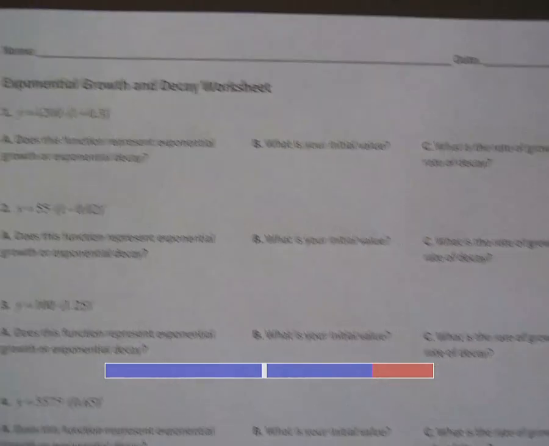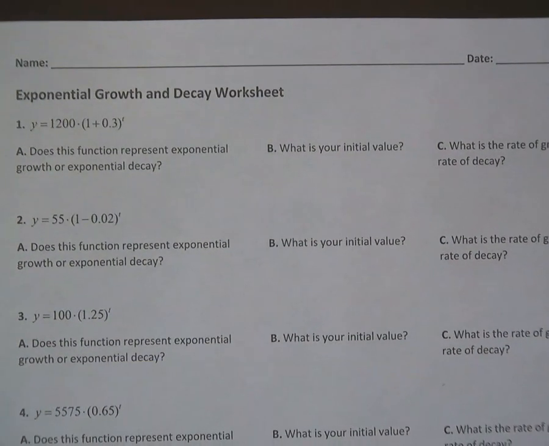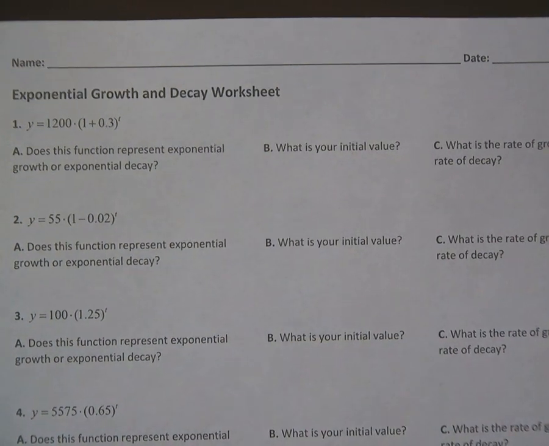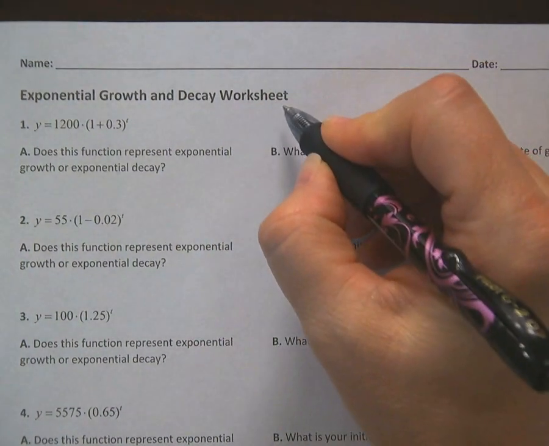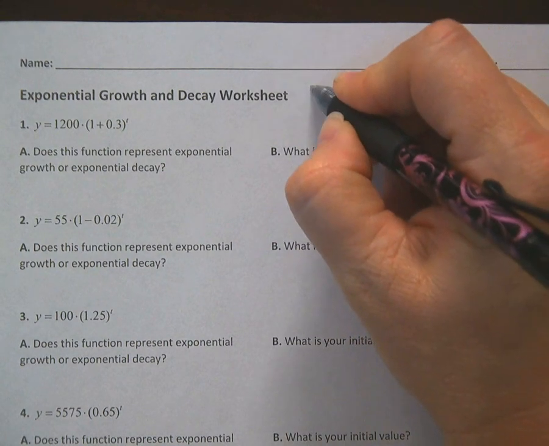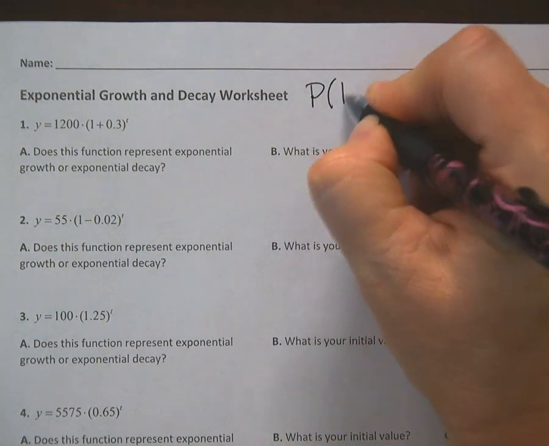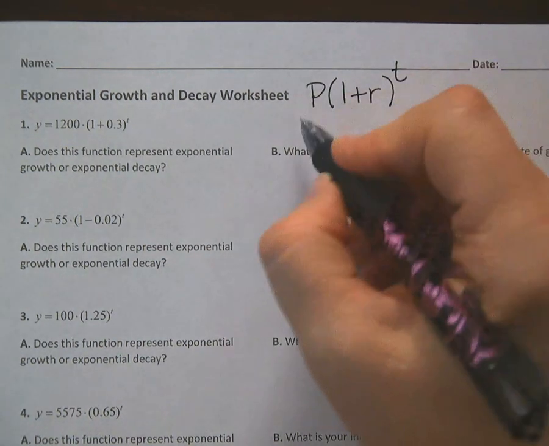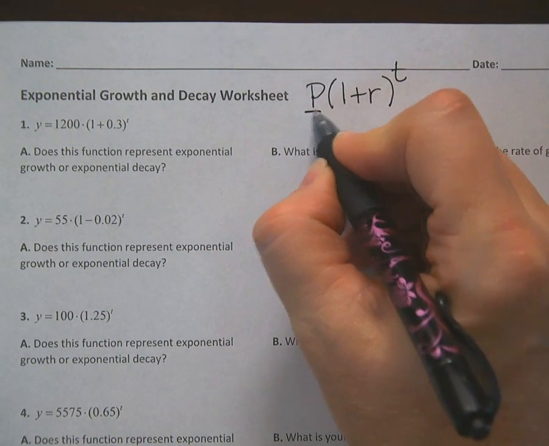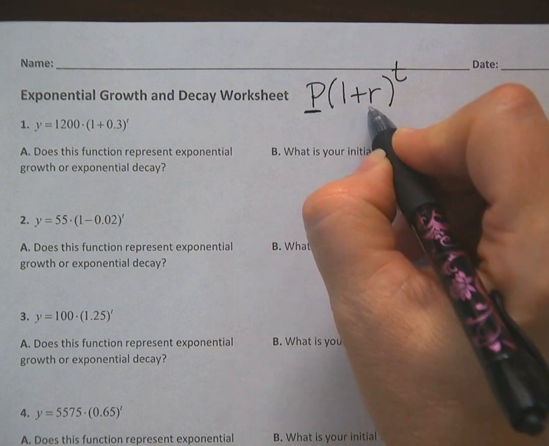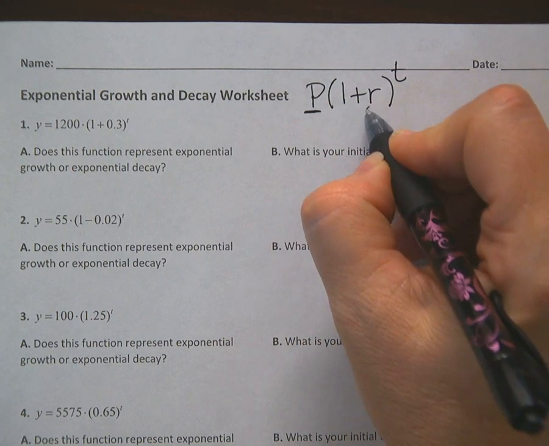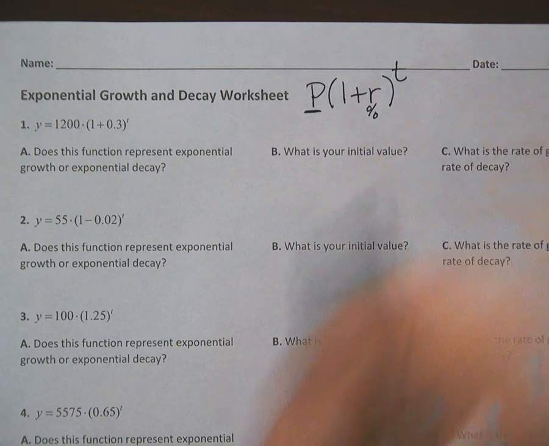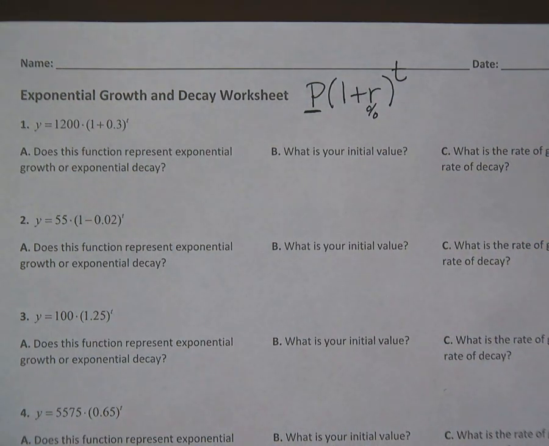Okay, before you get started on this exponential growth and decay worksheet, I want to do a couple for you to make sure you're on the right track. And you're going to want to reference the video you did the other day where we were reminded that exponential growth is going to look like this, where P is your initial population and R is your percent of growth and T is your time in years.